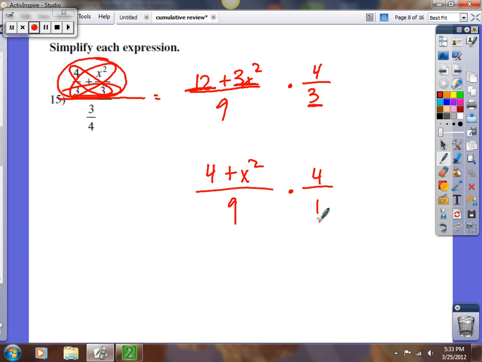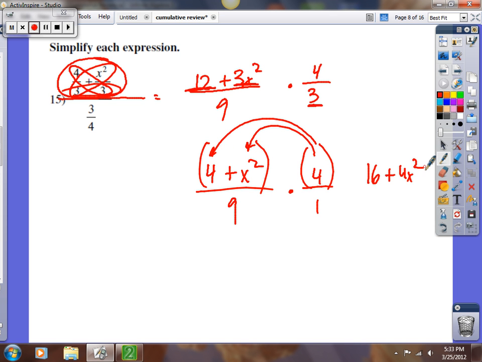Okay, now multiply the tops. You need to multiply both terms by 4. So you're going to have a 16 plus 4x squared. On the bottom, just 9 times 1 is 9. And look and see if there's a GCF of 16, 4, and 9. And there's not, so that must be your answer.